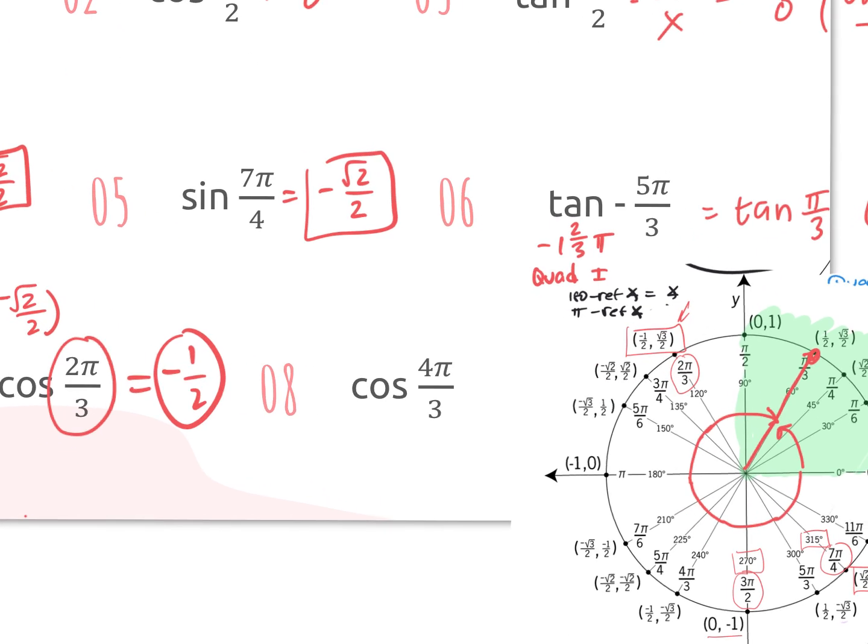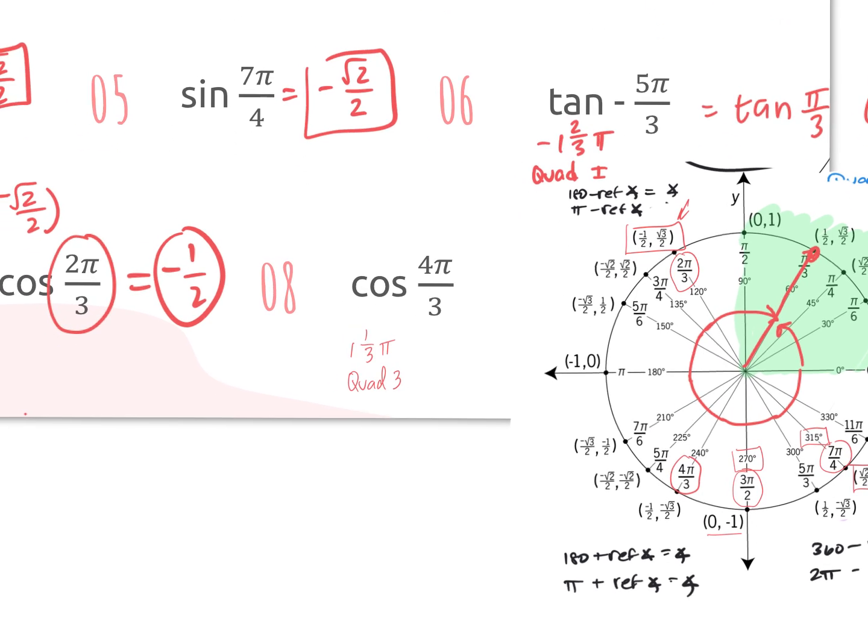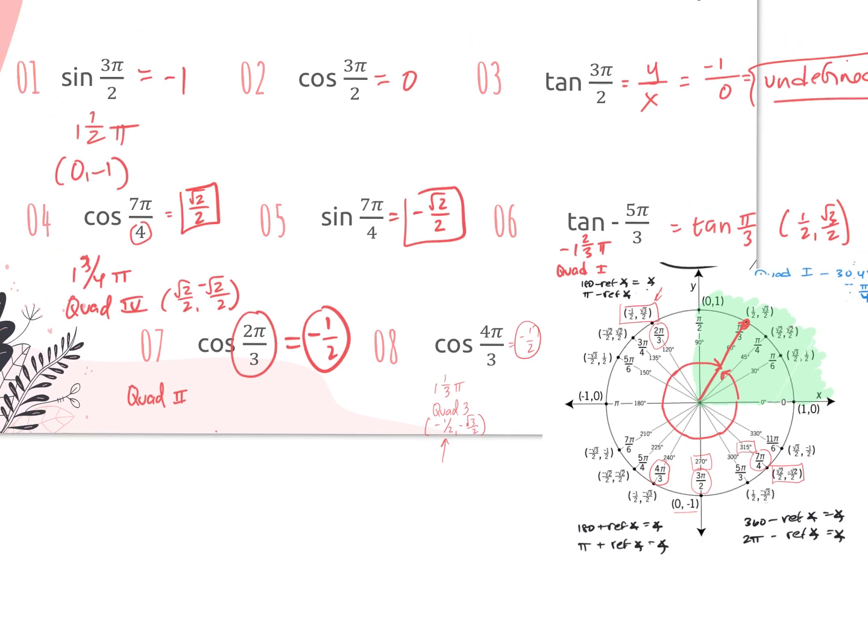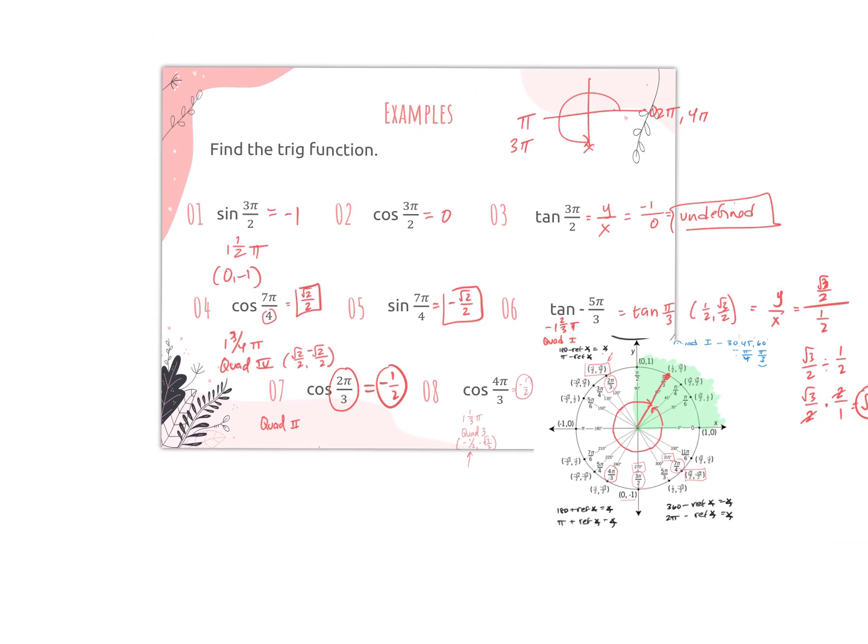And then 4 pi over 3 is 1 1/3 pi. And so I think this is going to end up being, my guess is it's in quadrant 3. Let's see, 4 pi over 3, notice there it is. And again, the xy combination that goes with that value is negative a half and negative radical 3 over 2. The cosine is the x value of that coordinate, so it's negative a half. And that's the answer. Those are the answers to all of these questions.